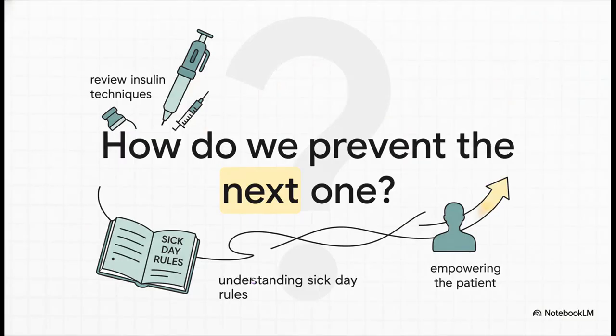And that brings us to our final and perhaps most crucial point. The acute crisis is over, but our work isn't done. The real question now is, how do we prevent this from ever happening again? This is where the focus shifts from the high-dependency unit to education, reviewing insulin techniques, ensuring a clear understanding of sick day rules, and empowering the patient with knowledge. Because the ultimate goal isn't just to treat this episode of DKA, but to prevent the next one.